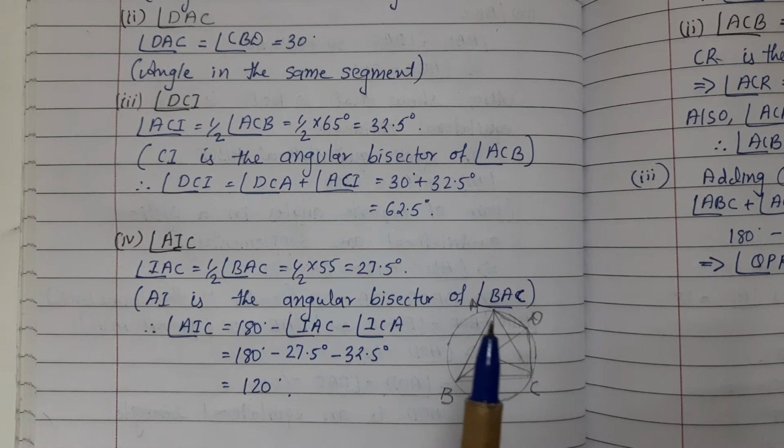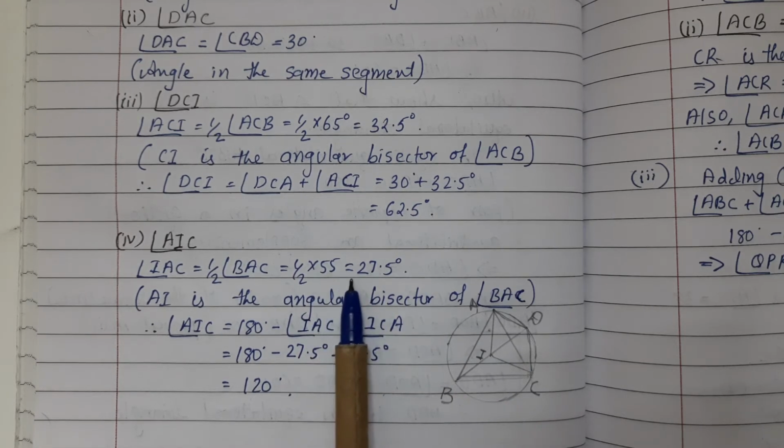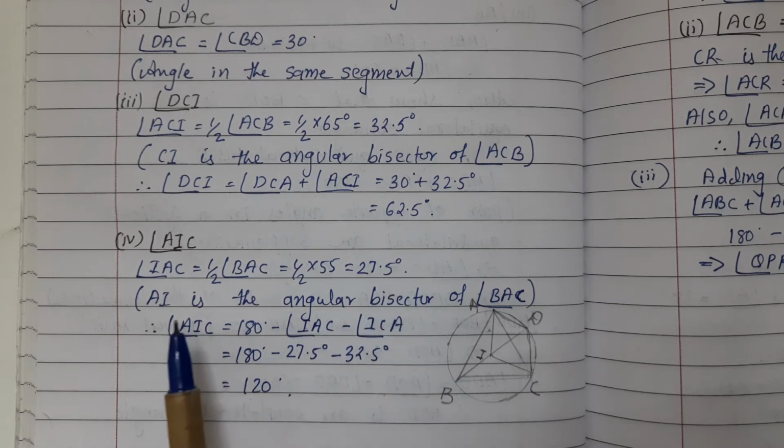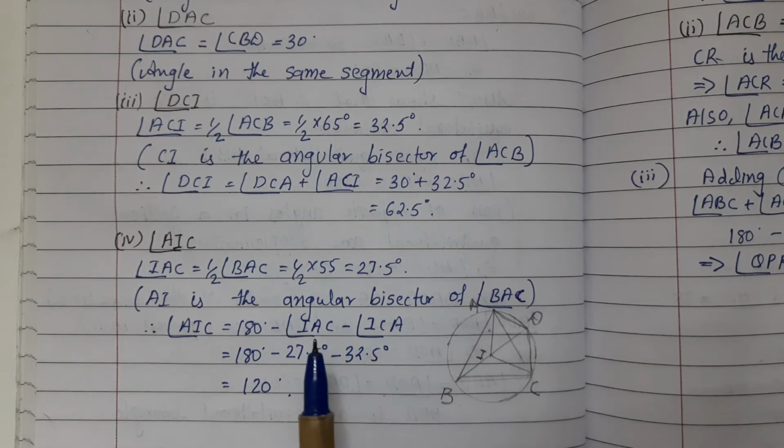Fourth part, angle AIC. Angle IAC is equal to half angle BAC, equal to half into 55, equal to 27.5 degrees, as AI is the angular bisector of angle BAC. Therefore, angle AIC is equal to 180 minus angle IAC minus angle ICA, equal to 180 minus 27.5 degrees minus 32.5 degrees, equal to 120 degrees.